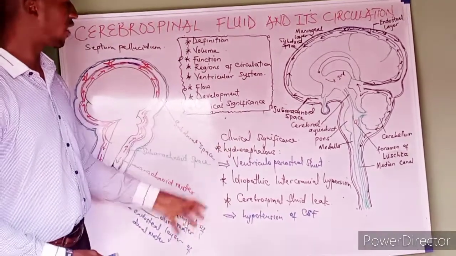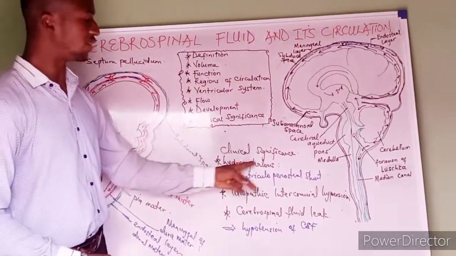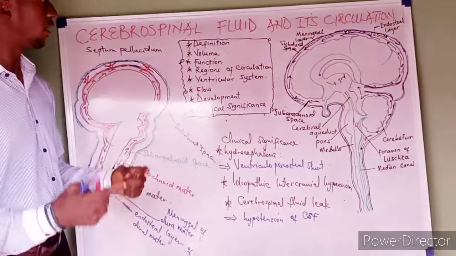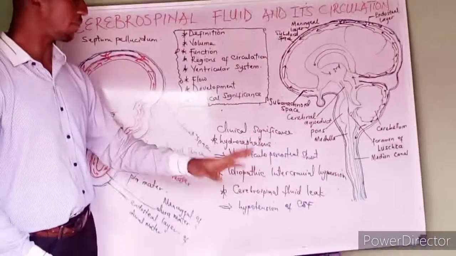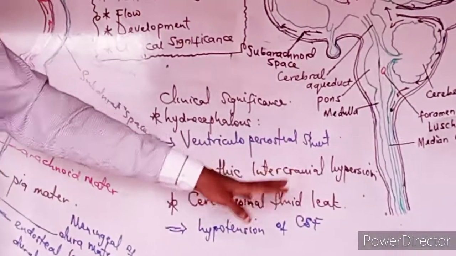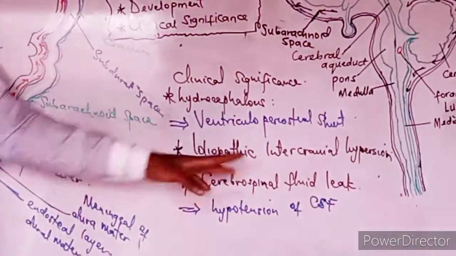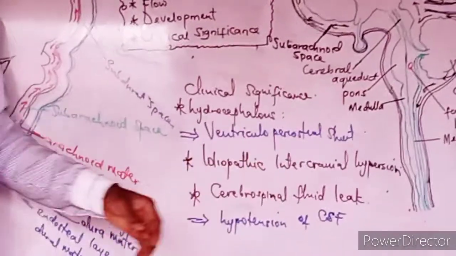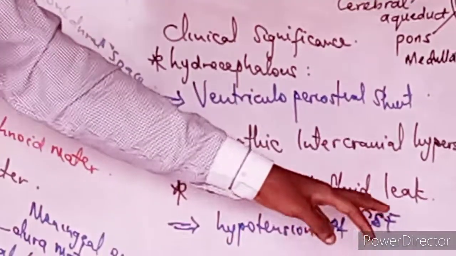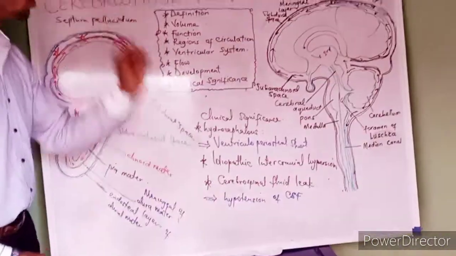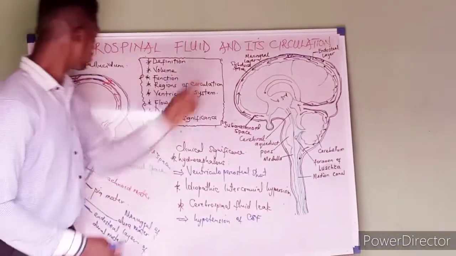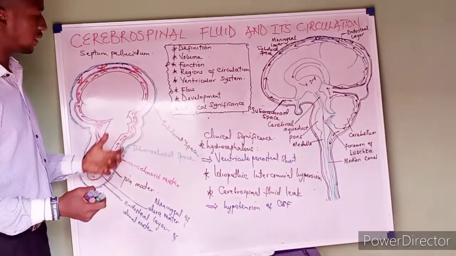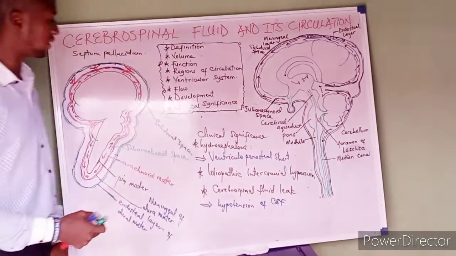So these are the clinical significance of the cerebrospinal fluid. The first is hydrocephalus, that is accumulation of the cerebrospinal fluid in the ventricular system. Idiopathic intracranial hypertension, as I've told you, is characterized with hypertension of the cerebrospinal fluid. The third is the cerebrospinal fluid leak. In this case we have hypotension of cerebrospinal fluid, and this is always as a result of the cerebrospinal fluid flowing into the space between the skull and the endosteal layer. So that is the consequence of leak in this sense.